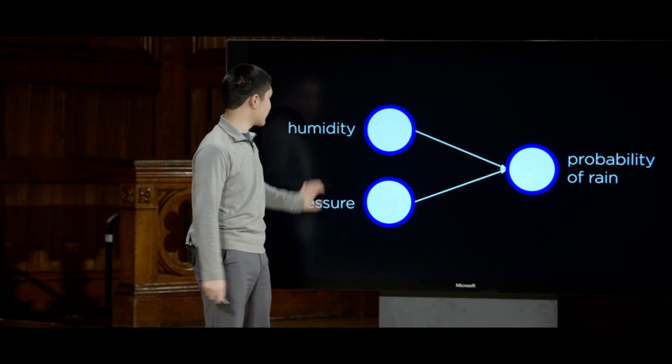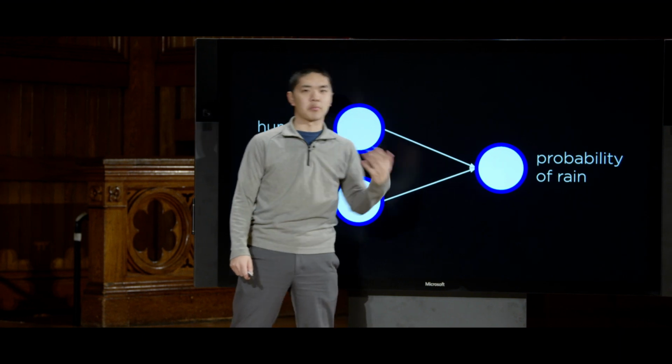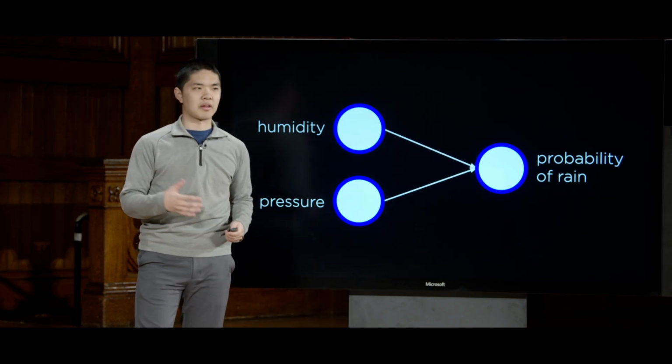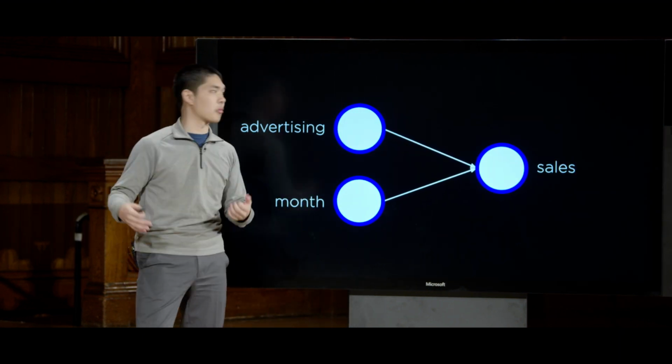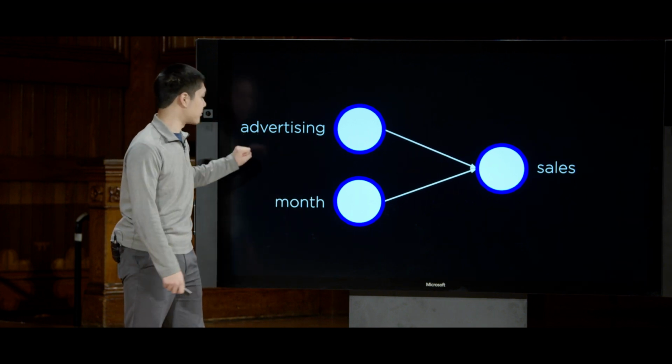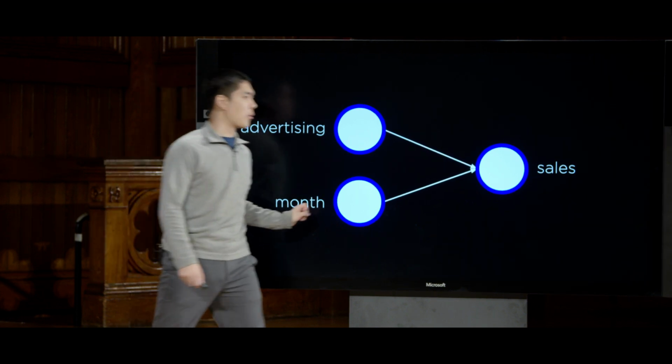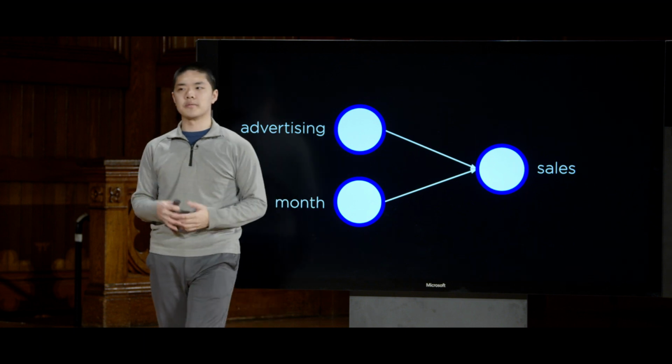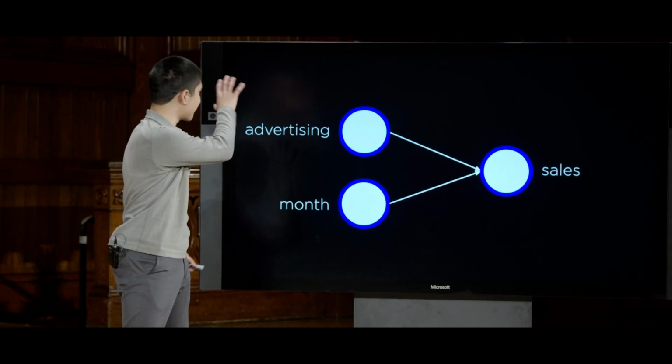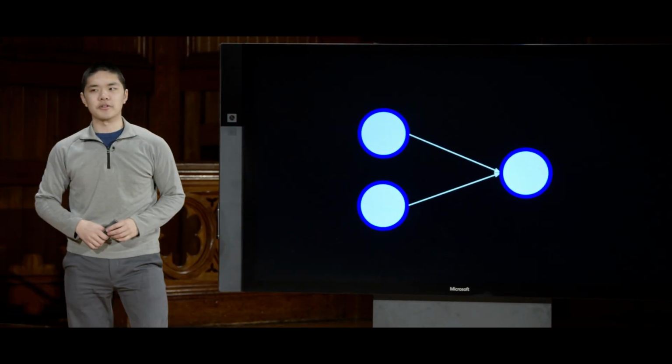And you could imagine generalizing this to calculate more complex functions as well, that maybe given the humidity and the pressure, we want to calculate what's the probability that it's going to rain, for example. Or we might want to do a regression style problem. We're given some amount of advertising, and given what month it is maybe, we want to predict what our expected sales are going to be for that particular month. So you could imagine these inputs and outputs being different as well.